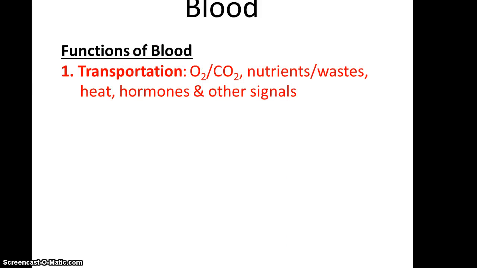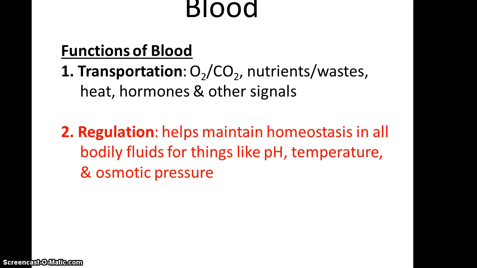So, functions of the blood. One big important thing is transportation, specifically of things like oxygen and carbon dioxide, which basically are nutrients and wastes. Also, blood transports heat, hormones, and other signals for the body.